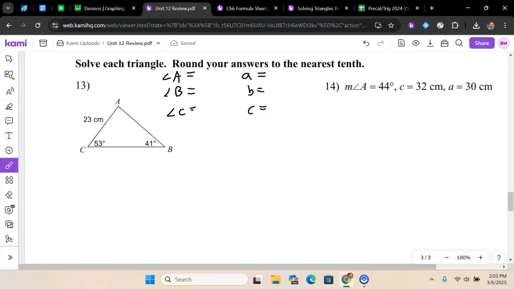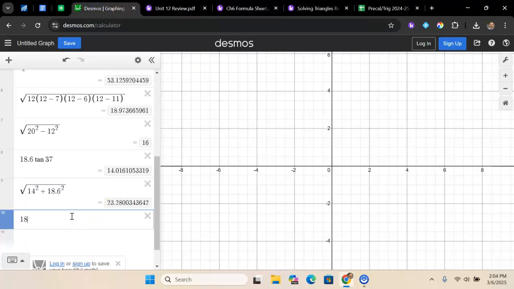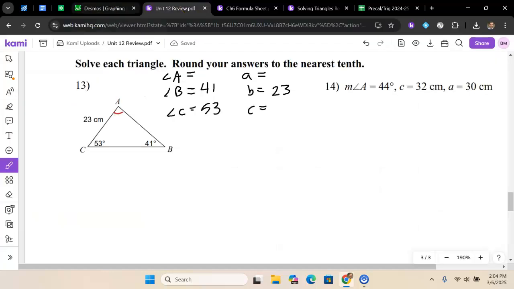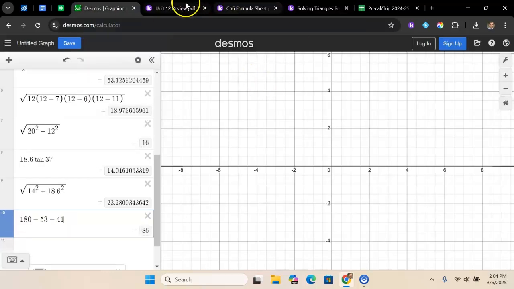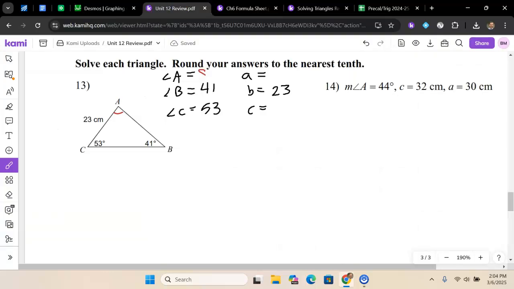Write down the things that are given. Angle B is 41, angle C is 53, and side length B is 23. Again, obviously, I think the first thing we would find here would be this angle A. So I'm going to do 180 minus 53 minus 41, which will give us 86. So angle A is 86.